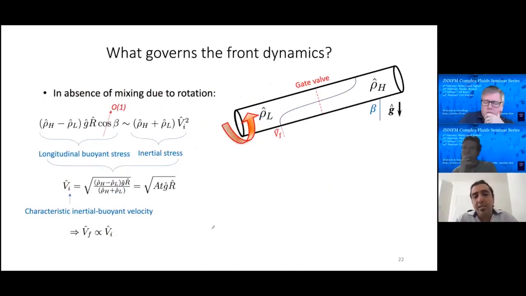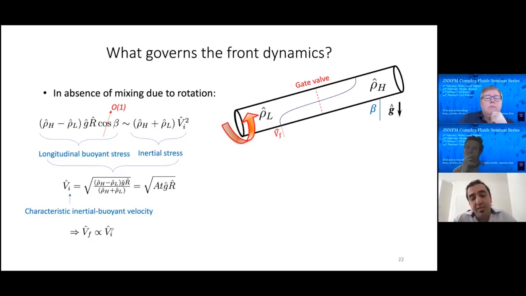So it's useful to try to understand what governs the front dynamics. To do so, let's start with the case of basically the absence of mixing, and write a balance between the characteristic buoyant stress in the longitudinal direction and the inertial stress that balances it. This gives us a ratio that can be said to be a characteristic inertial buoyant velocity, the square root of ATGD, which is the only parameter that governs the flow in the absence of mixing.